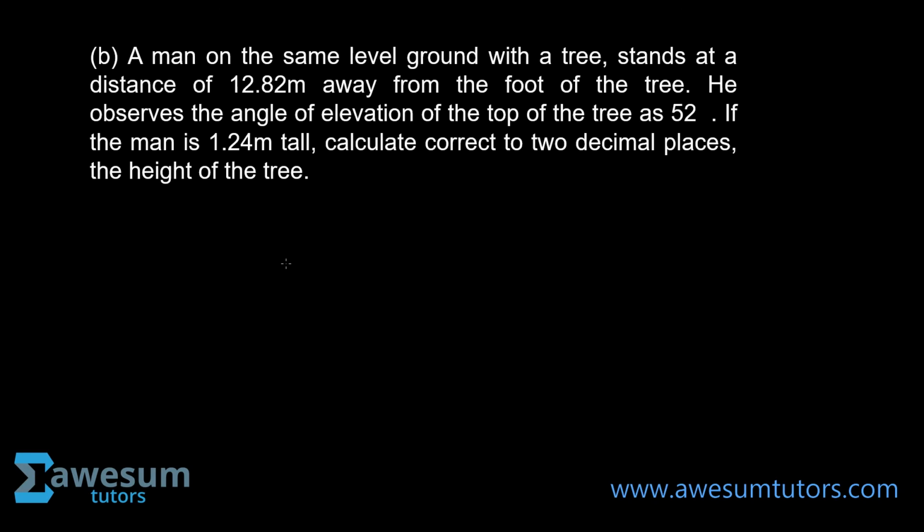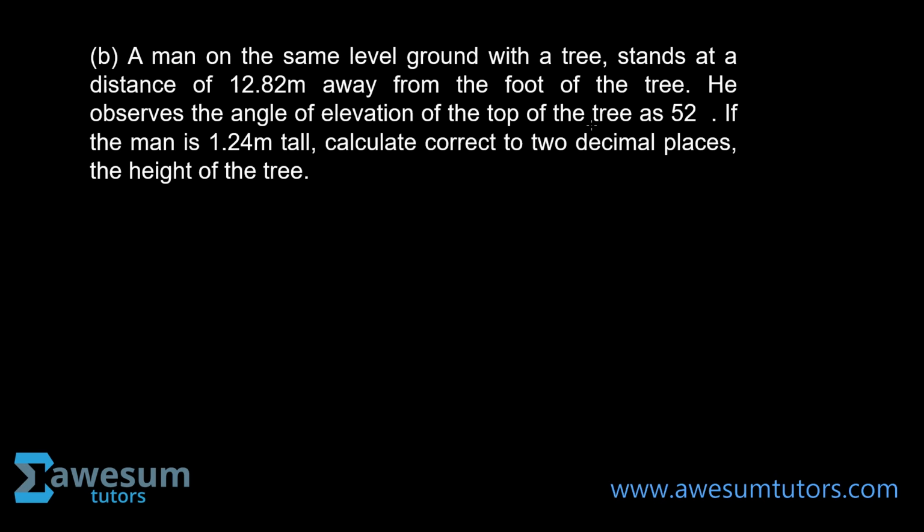The question says, a man on the same level ground with a tree stands at a distance of 12.82 meters away from the foot of the tree. To solve this type of problem, you have to draw the diagram out. But let's continue with the question right now.